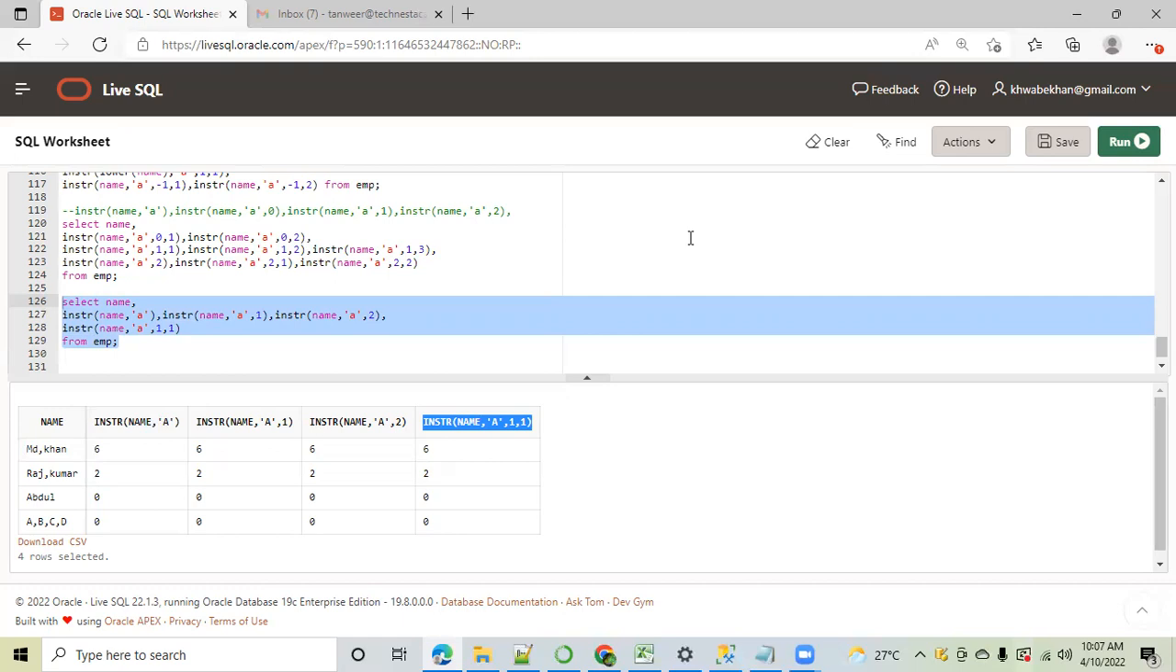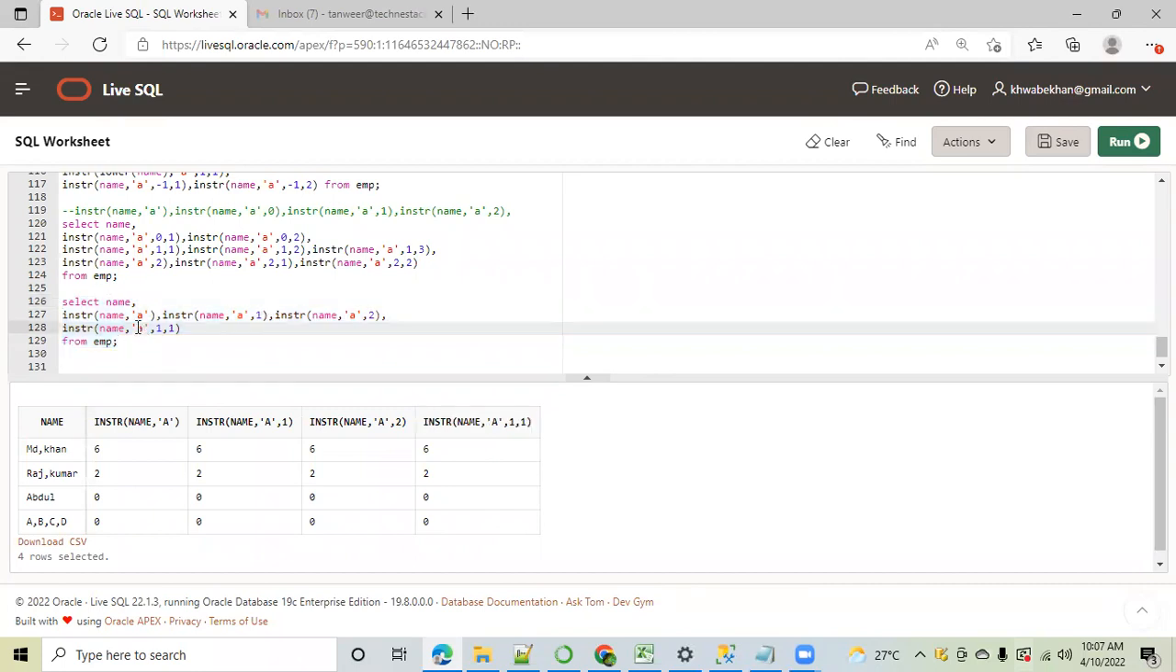Who will explain this? The fourth parameter is how many occurrences of letter A, but it looks the same as name, comma, A, comma, 1. See, first of all, try to understand what this is telling. This is telling that in the name column, search for the occurrence of A. Name column, search for the occurrence of A.